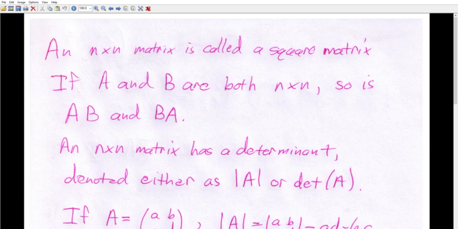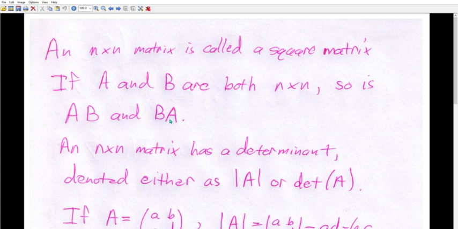Now, one of the things that we will be working with a lot is a square matrix. In fact, any matrix that's n by n is called a square matrix. And a lot of the matrices that will appear in problems are going to be square, and we're going to need some techniques to deal with them. Now, a nice thing about square matrices, if A and B are square, n by n, then you can take the product of AB or BA, and you end up with an n by n matrix.